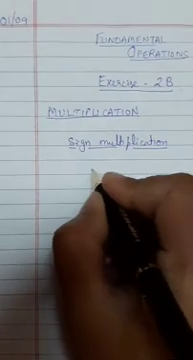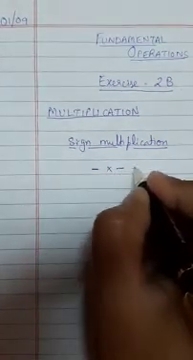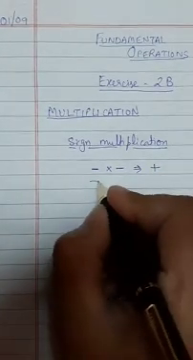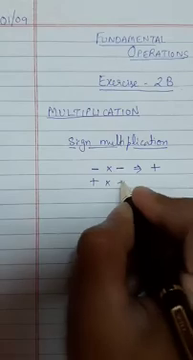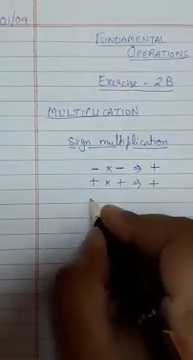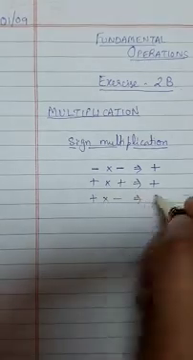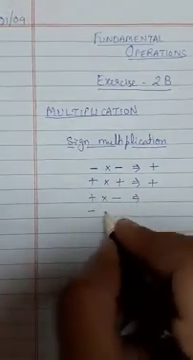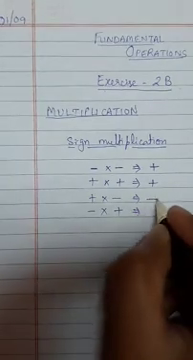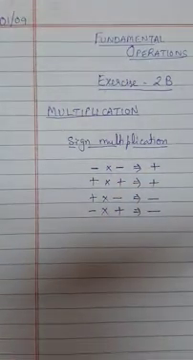Now, what is the sign multiplication? Minus into minus gives us plus. Similarly, plus into plus also gives us plus. When the signs are opposite and they are getting multiplied, that is, either we are multiplying plus to minus or minus to plus, the result is always minus. So these are the rules for multiplying the sign.